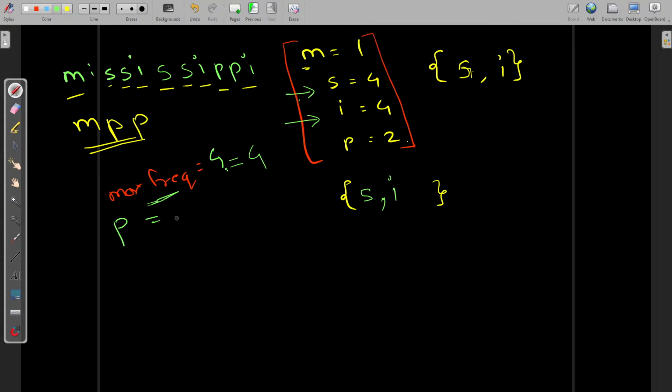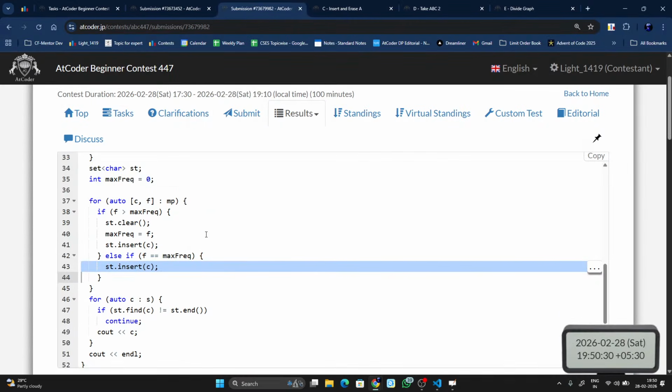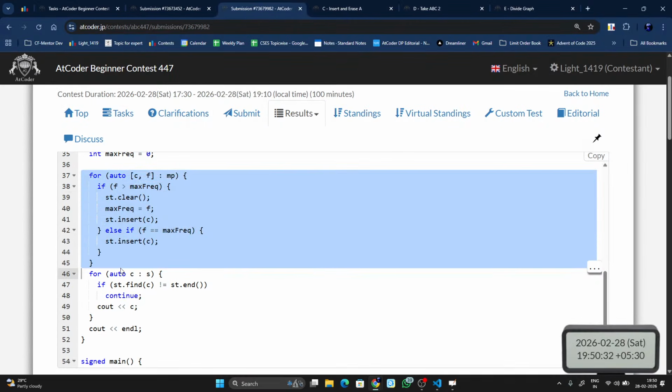When we move to P, we see that the frequency is 2. Is it greater than or equal to max frequency? No. So we will just ignore it. It's not of much use to us. So this is how we created our set. I hope this part is clear.